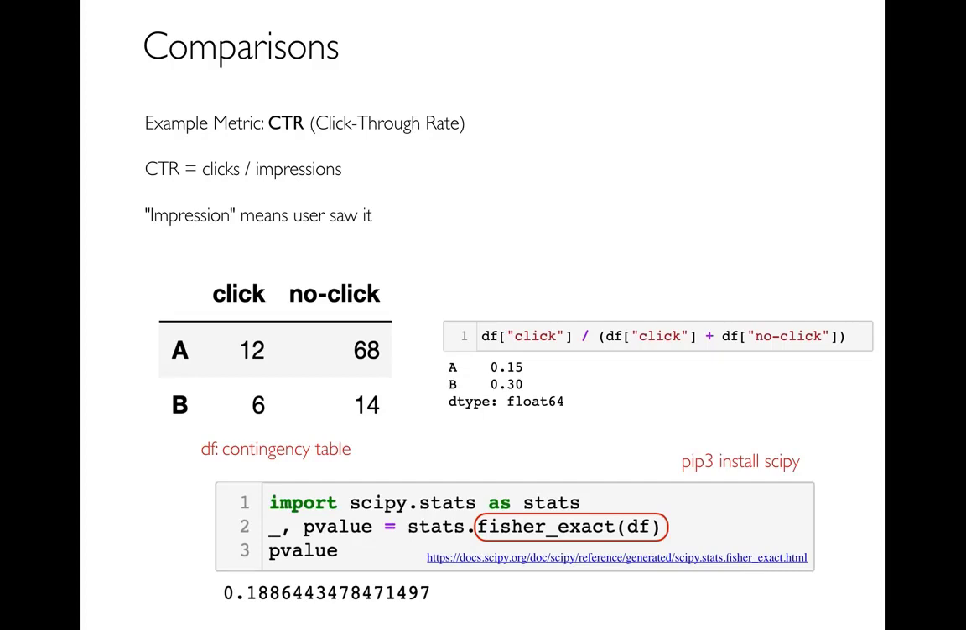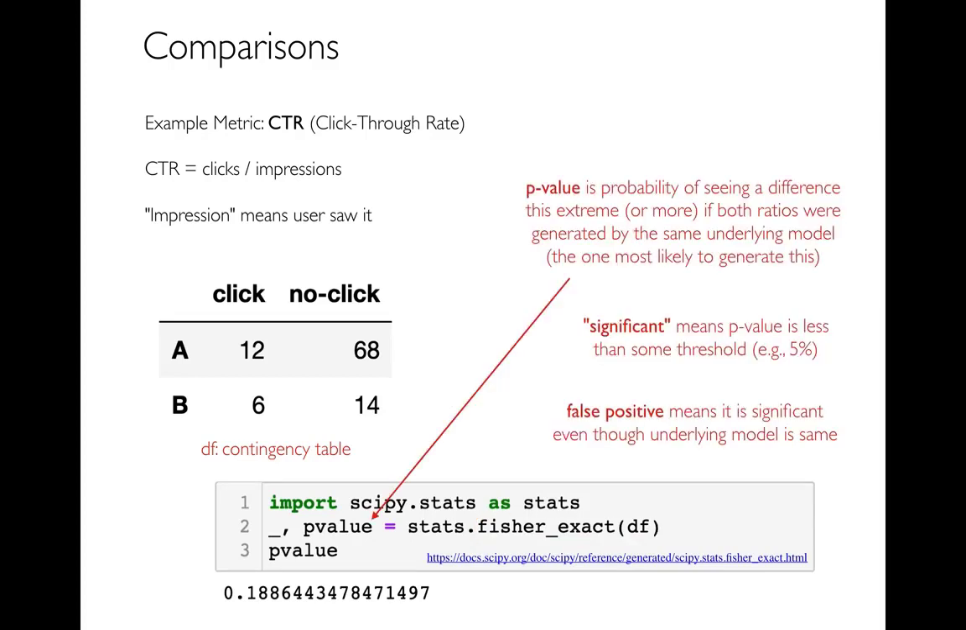Right, so I can run the Fisher exact test on that data frame directly, actually. And that returns two things to me, and I only really care about the second one, which is a p-value. So when I run this on that click table that I'm showing, that contingency table, I see my p-value is 0.1886. Okay, so what is that?